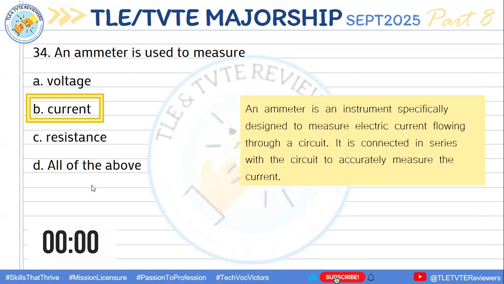For letter A, voltage, it's measured using a voltmeter. For resistance, it is measured using an ohmmeter or a multimeter set to the resistance mode. So answer letter B, current.